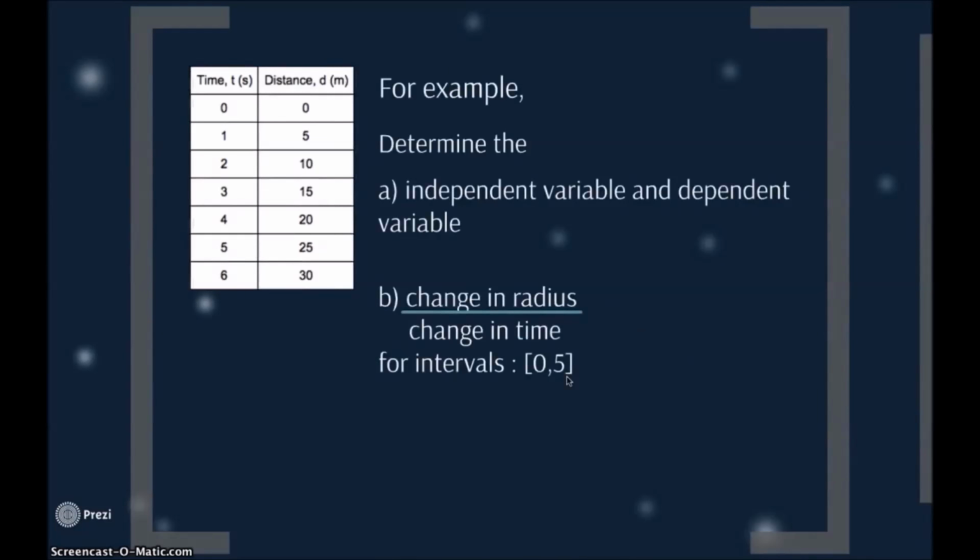For example, if you are given a graph whereby you have x and y, you should determine the independent variable and dependent variable. They will also ask you to find a change or the average change for intervals. We should also know that the x value will always be your independent variable and your y will be your dependent. So now let's solve this together.